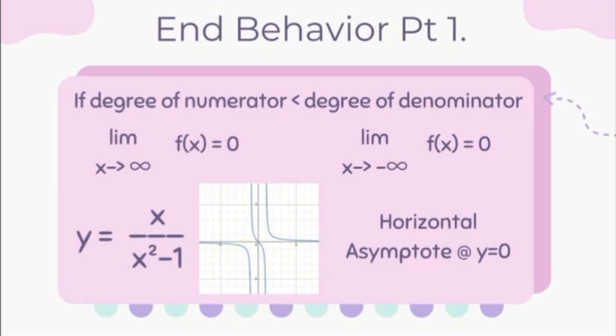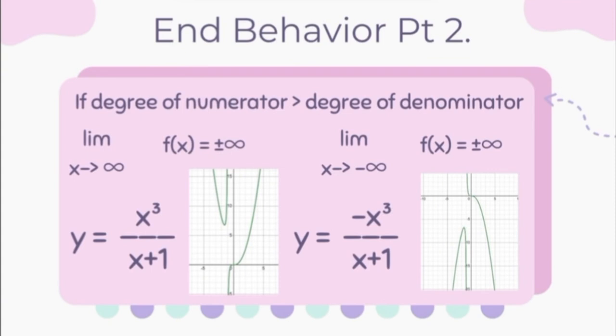Okay, now on to end behavior. If the degree of the numerator is less than the degree of the denominator, for example here, it's x to the first power and x to the second power, that means the limit as x approaches infinity, f of x equals 0. And you can see that here where it's getting closer to the x-axis. And on the left side, the limit as x approaches negative infinity, f of x also approaches 0. So both of them are getting closer and closer to 0, but never reaching it. That is called the horizontal asymptote, which is at y equals 0.